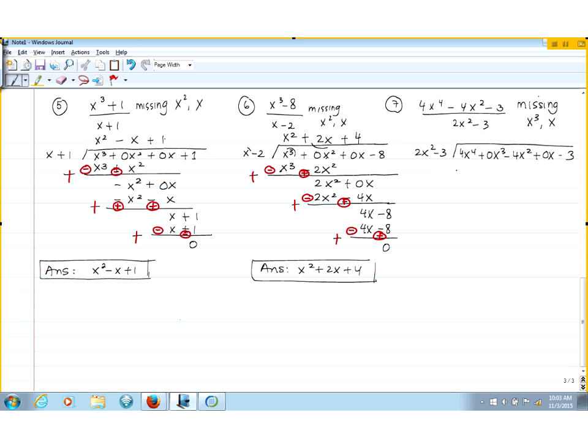So 4x to the 4 divided by 2x squared. What is that? 2x squared. So 2x squared times 2x squared minus 3. What is that? 4x to the 4 and then 2x squared minus 2 times negative 3. Negative 6x squared. Where do I put my negative 6x squared? Under the x squared, right? Not here. This is x cubed. So you have to align the x squared with the x squared, x cubed with the x cubed, etc.